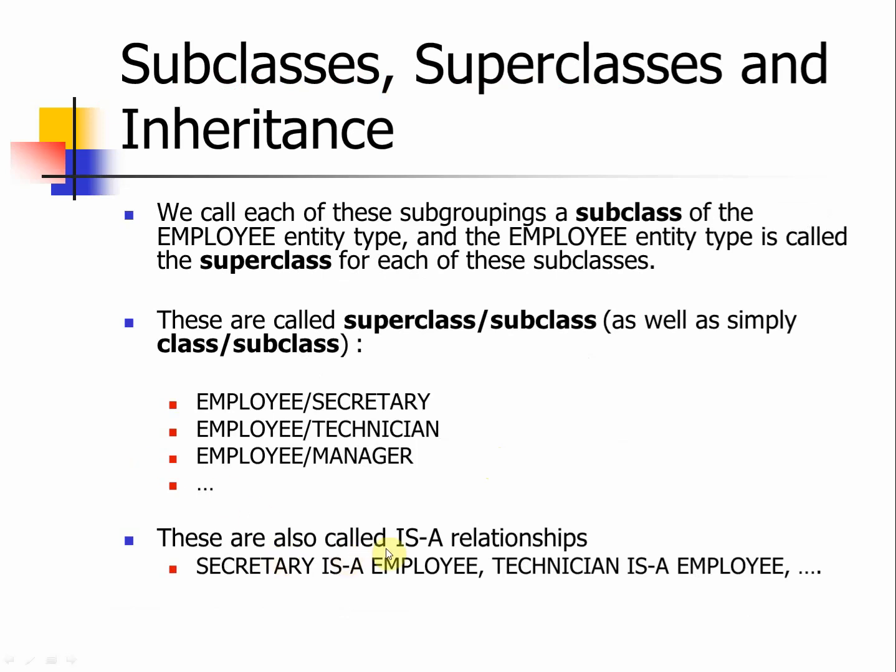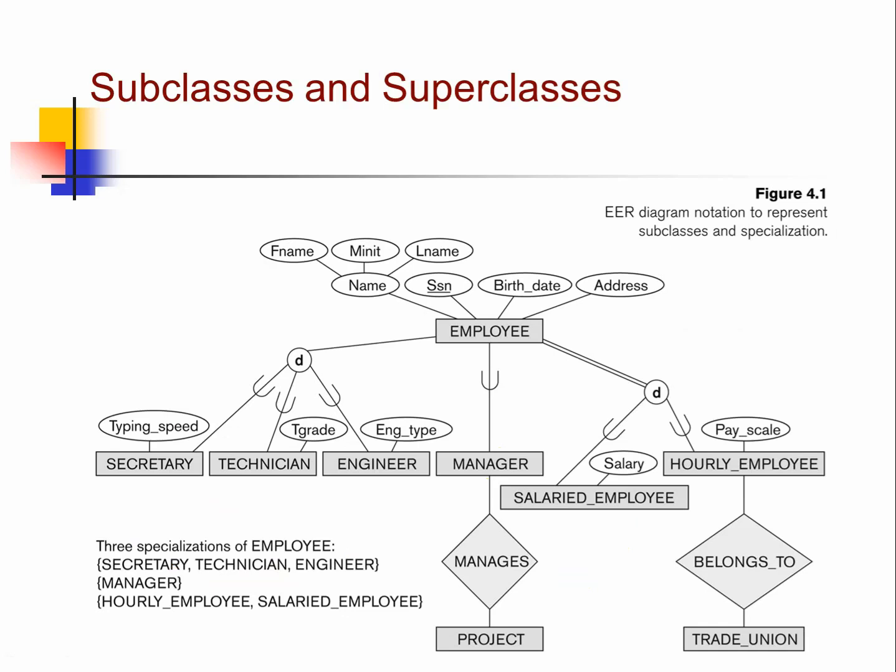These are also called is-a relationships, which is saying that secretary is an employee, technician is an employee. This is very different from the diamond-shaped relationship that we discussed. Let me try to explain it a little bit more. You can see that the idea of secretary, technician, engineer, they are also employees. Manager is also an employee. Salary employee, hourly employee are all employees. So for employees, they create a superclass and subclasses.